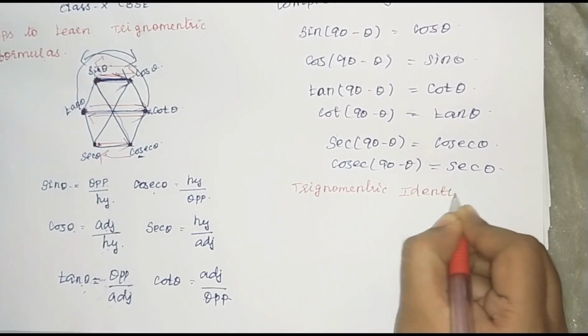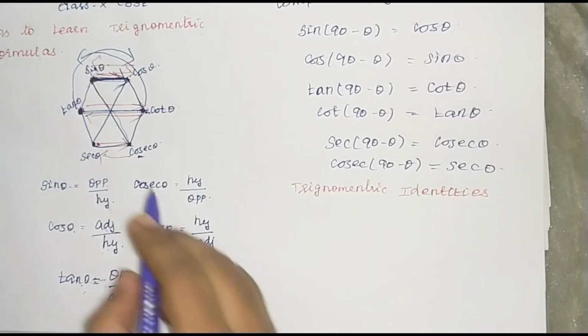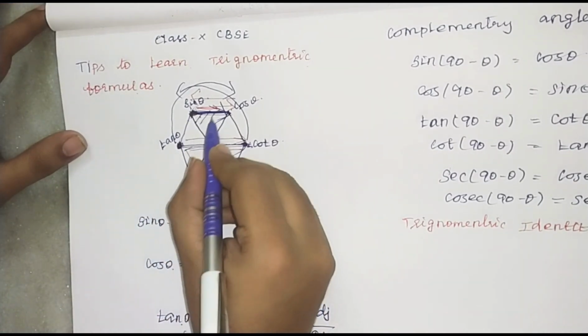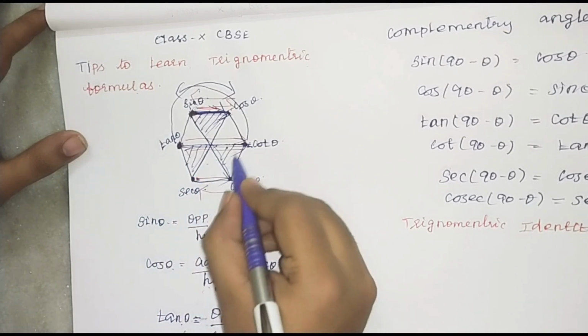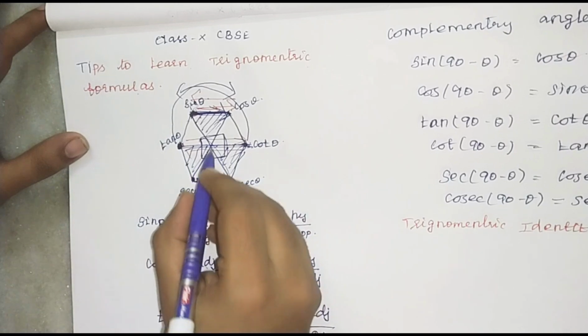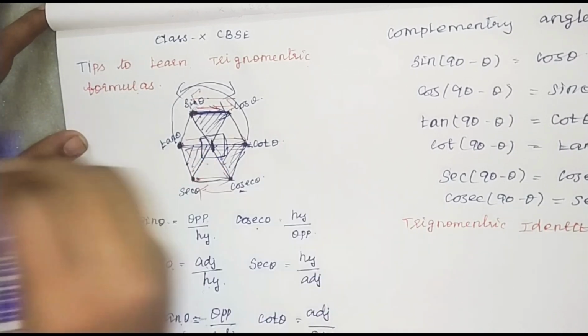identities. So for trigonometric identities, in this diagram you have to shade the parts like that. You have to shade 3 parts. In the middle you have to consider 1.